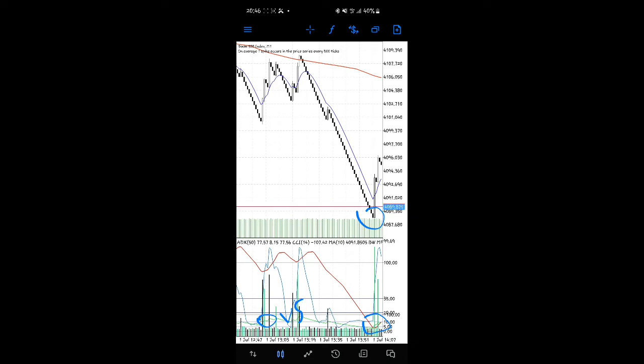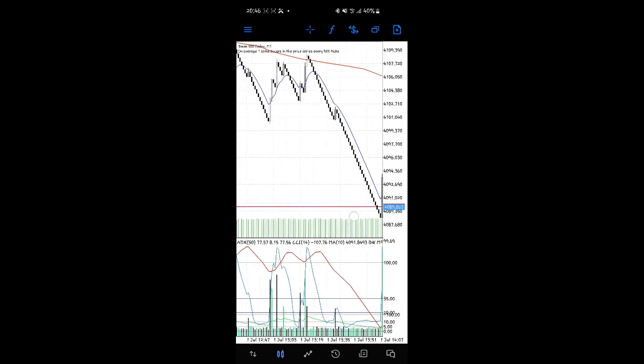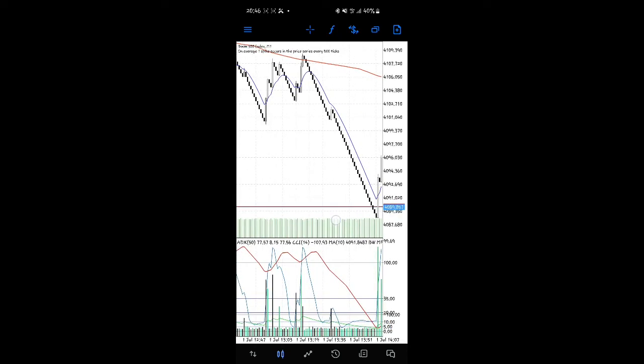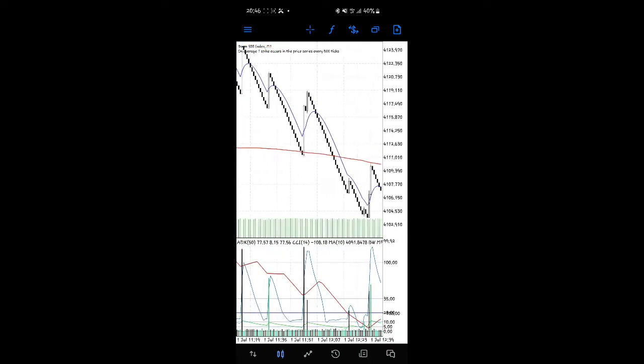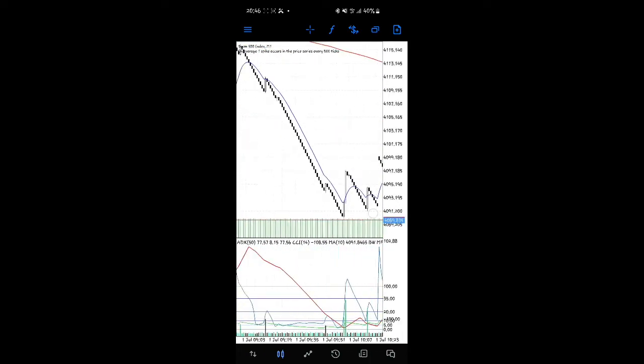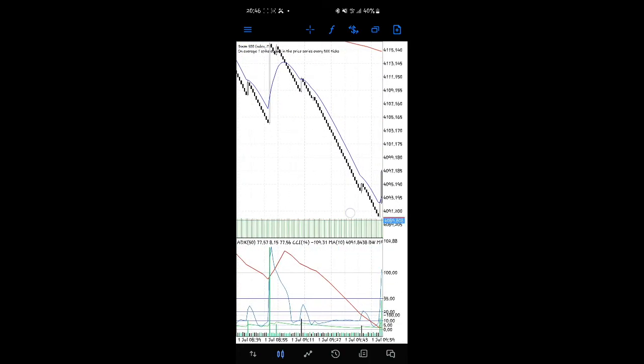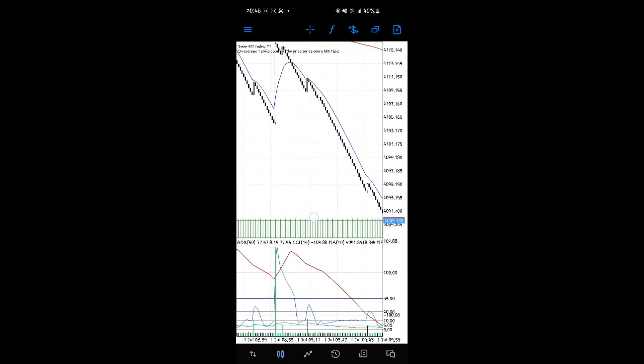Now, a spike is going to come out. See what happened? Can you see what happened? Once it's crossed, a spike happened, which is the buy. As simple as that, guys. It's very, very simple. Now just watch.